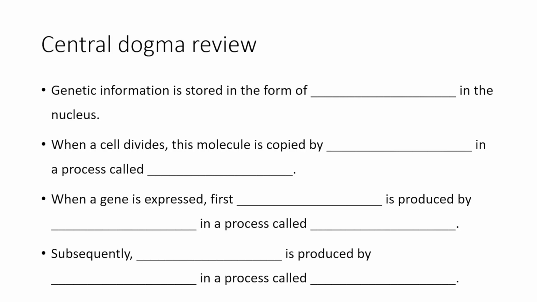Genetic information is stored in the form of blank in the nucleus. So who can tell me the first blank? Yeah. DNA. Excellent. And for extra thinking, you can also think of this as it's also stored in the form of chromosomes. So chromosomes are made of DNA, and the format they're in is chromosomes, right? It's all coiled together in a funny shape. That is a chromosome. So chromosomes are made from DNA and also some proteins that help to hold it together in that tight shape.